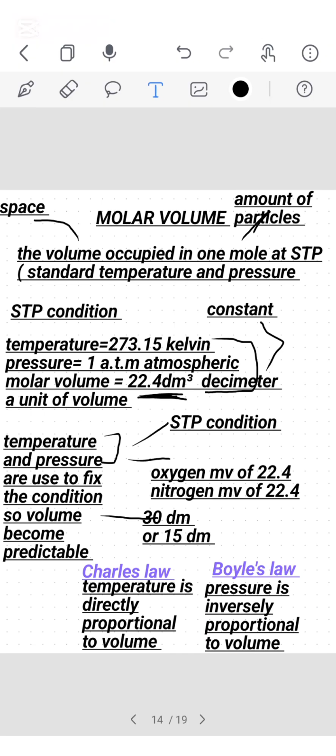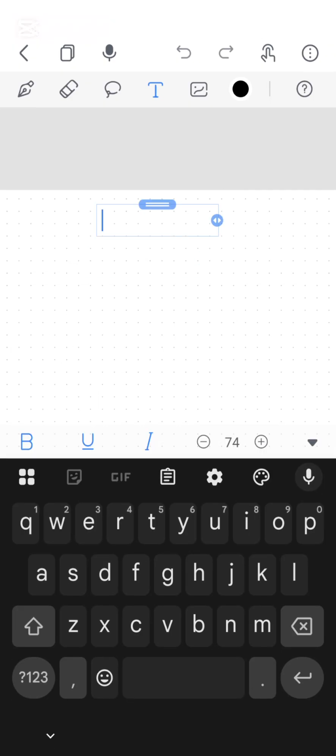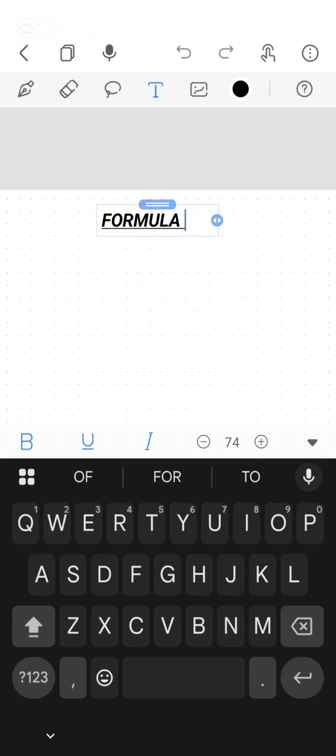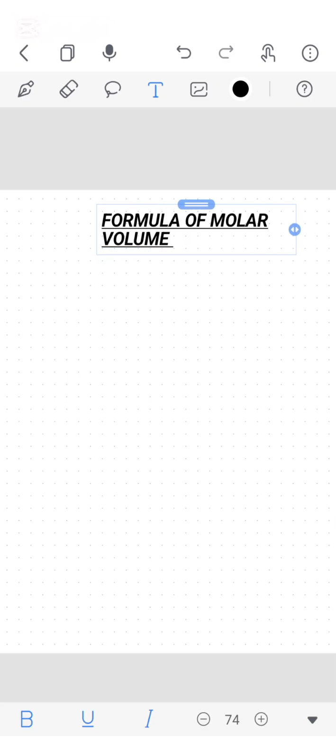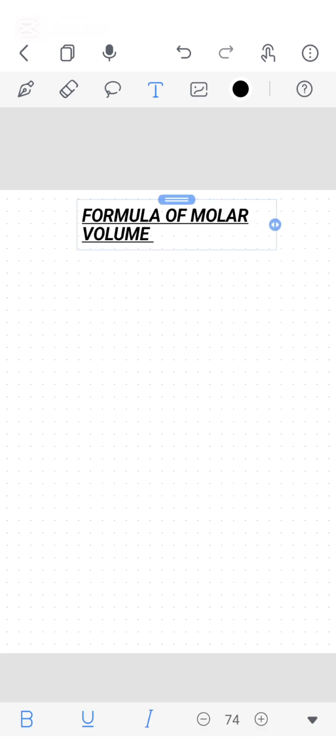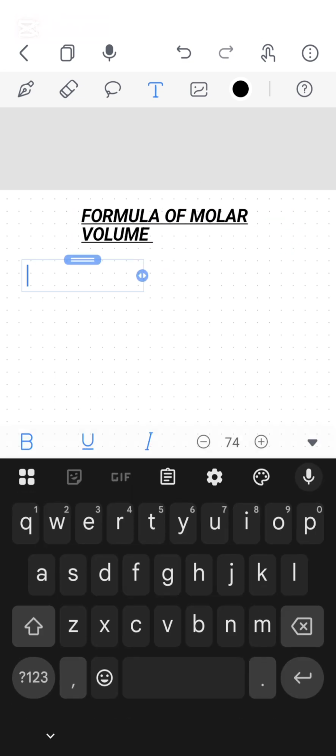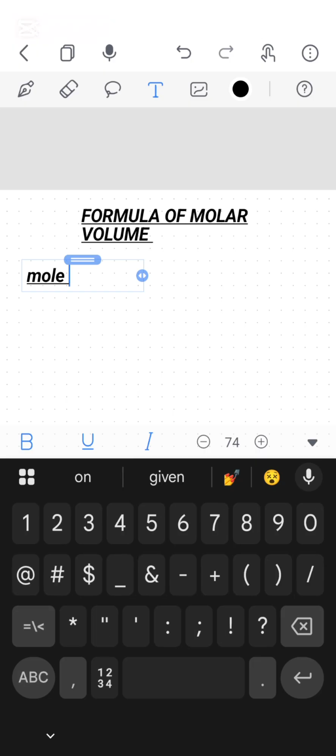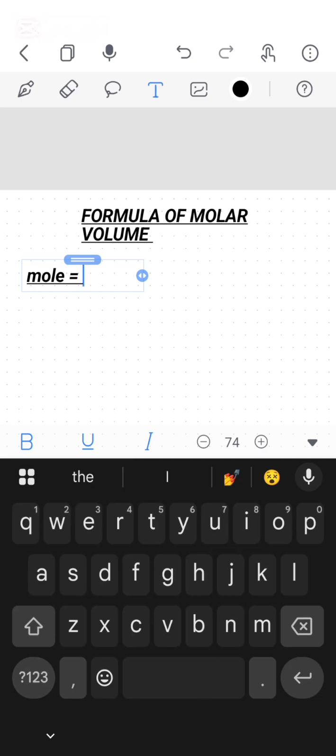Okay, so next page, formula of molar volume. What is the formula of molar volume? Mole. What is mole? An amount of substance that is expressed in grams. I have already taught this in our previous classes. This is mole, and it is the same formula as mole.